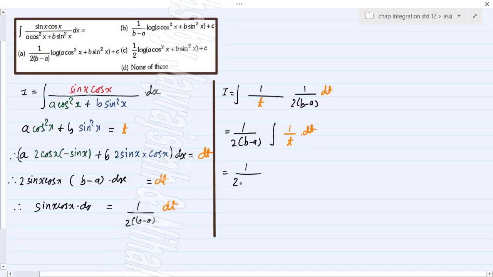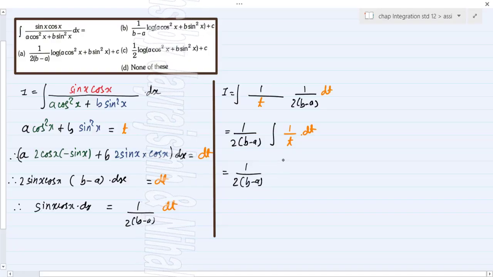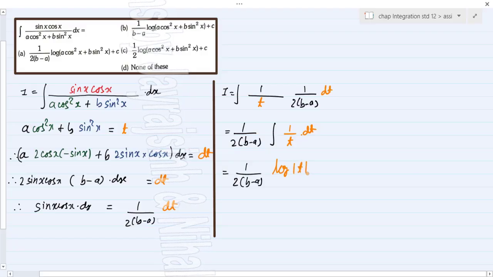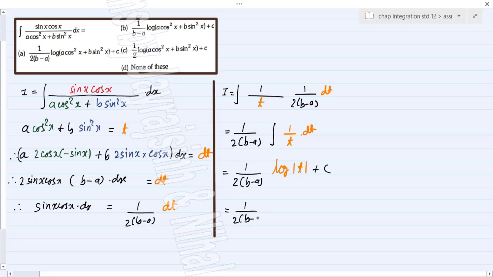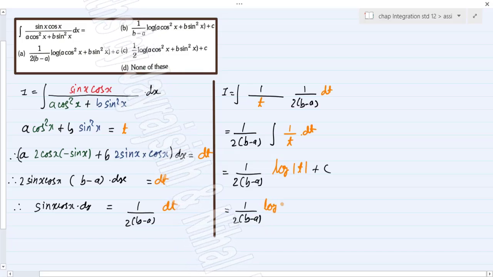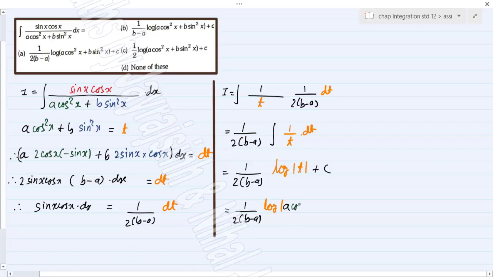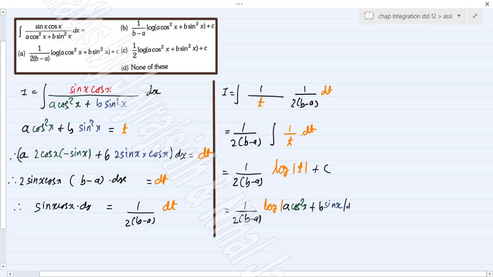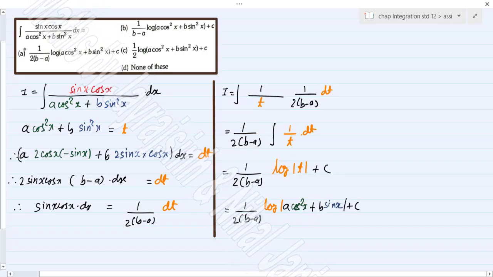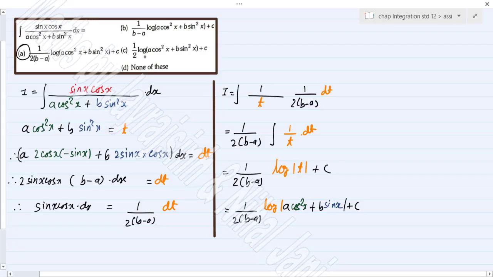So let's rewrite 1 upon 2(b minus a) as it is, and integration of 1 upon t is simply log mod t plus c. And to get the final answer, we just have to substitute the value of t. So log mod a cos square x plus b sin square x plus c is the final answer, which is given in option A. Ta-da!